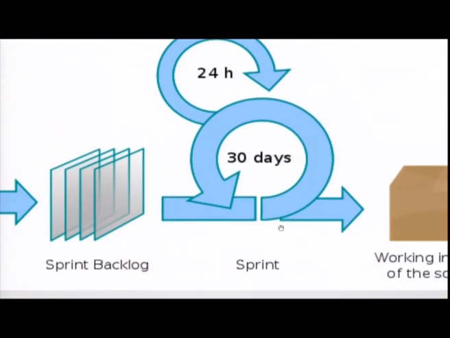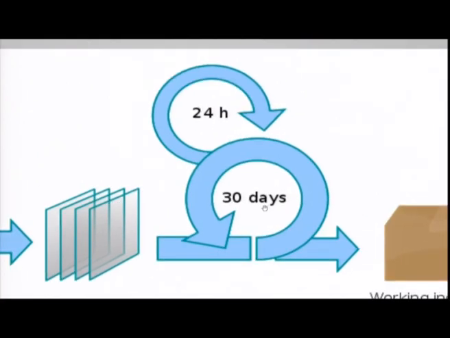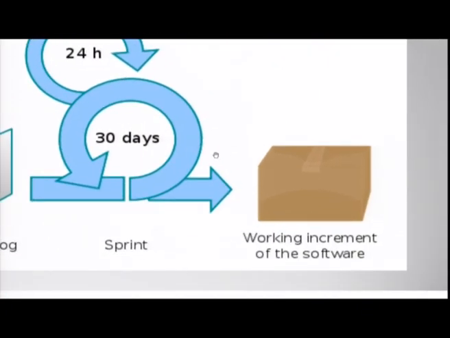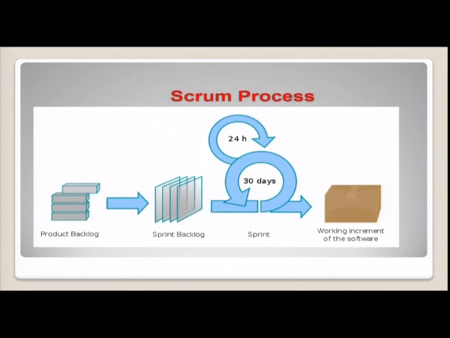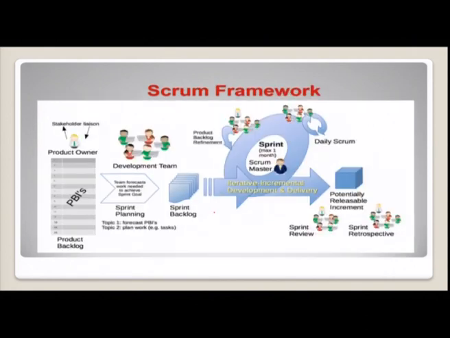Sprint duration will be 30 days or 14 days, and 30 days in the sense 24/7, 24 hours a day and 7 days a week. At the end of the sprint you get a working increment of the software. So this is the overview diagram of a sprint process, and this is the detailed diagram of a Scrum process framework.